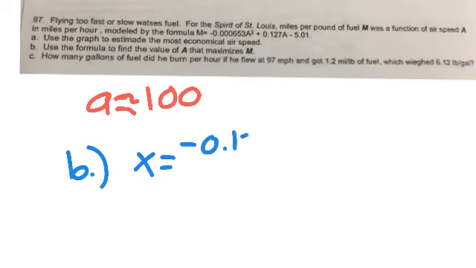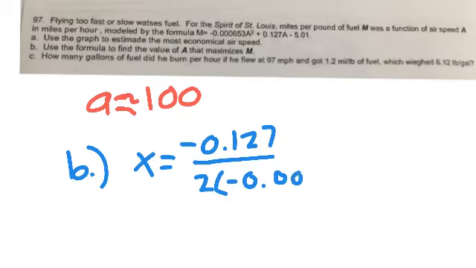Now it tells me to use a formula to find the actual value where A maximizes M. So we know that's going to occur at the vertex. So for part B, we would use the axis of symmetry formula. X equals negative B, so negative 0.127, divided by 2 times A, which is negative 0.000653.